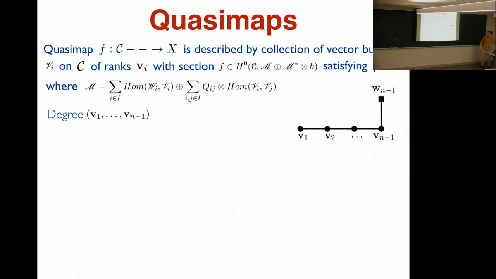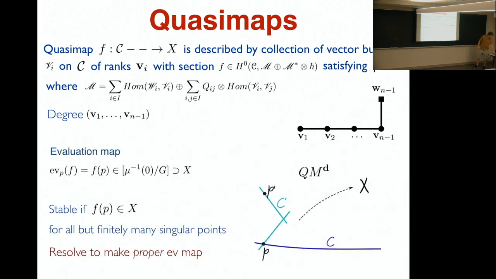The degree of the quasi-map will be the degree of this vector space. So now we describe the moduli space of that, right? It's a moduli space of quasi-maps of degree d. The way it's done, we introduce the evaluation map of the quasi-map at a point p on that base curve. The reason why it's called quasi-map is that you don't always get a map to X; you rather get a map to some quotient stack, right? The bracket is the stack.